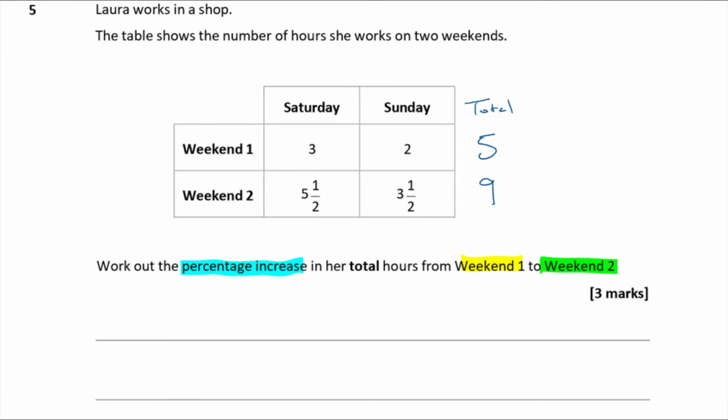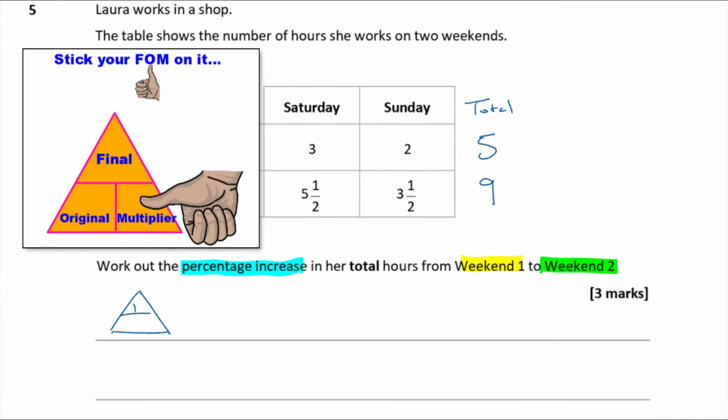Okay, so right, now we need to do a percentage change question, isn't it? So I like to do these with a little triangle. Final, original, multiplier. So my method involves just identifying what these three things are from the question and then popping it into the formula and working through to the answer. Okay, so we want the percentage increase. Now the percentage increase is, well, it's the multiplier one, isn't it? The multiplier is the percentage written as a decimal. So we want to find that one. That's the one we don't know, and that's the one we want to find.